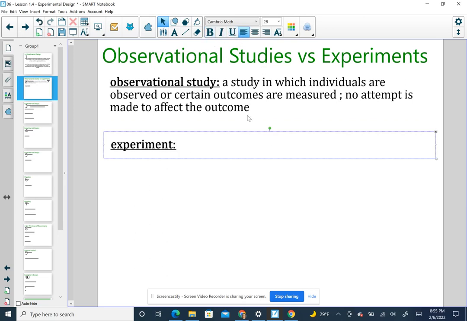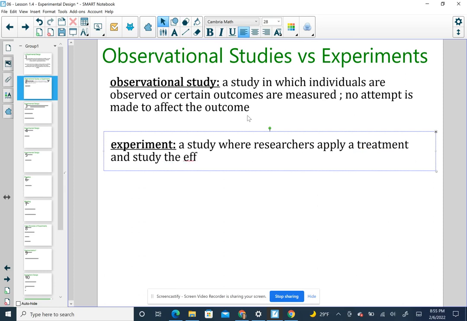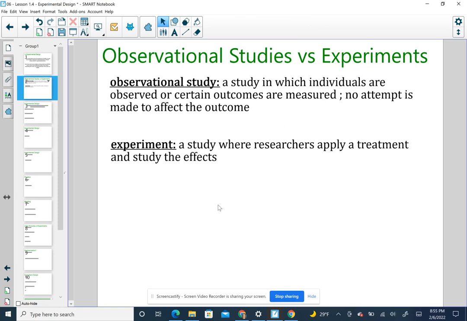That's an observational study. An experiment, on the other hand, is a study where researchers apply a treatment and study the effects. So now we're actually changing things. If I wanted to figure out what type of fertilizer best makes a certain plant grow, I would be changing and testing out different types of fertilizers and manipulating that myself.